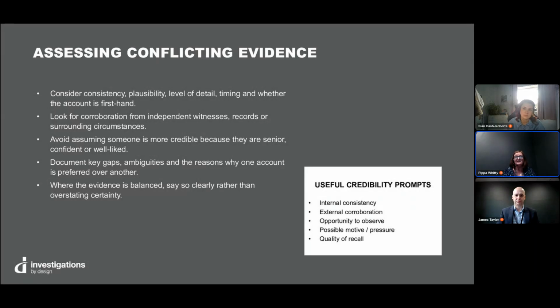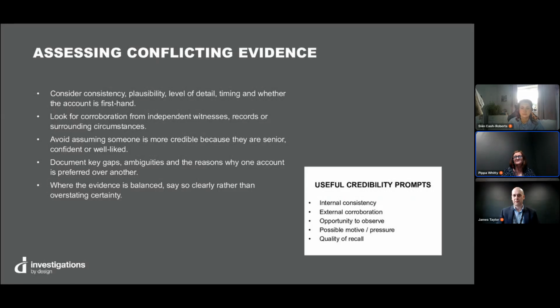Then look externally. Is there corroboration: documents, messages, timing, other witnesses that support or challenge what they say? We also need to consider plausibility. Look at the timing of events, and whether the individual actually had the opportunity to observe what they're describing. These practical elements are often more informative than the confidence or presentation style of the person you're interviewing. And that's a crucial point.